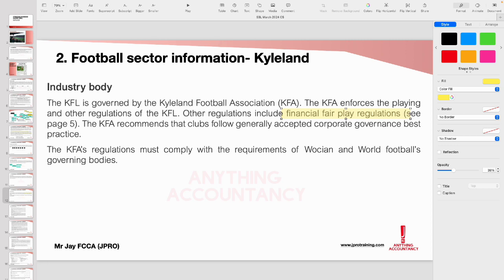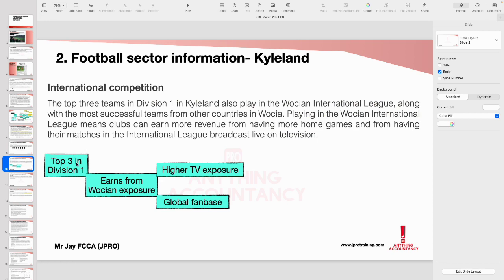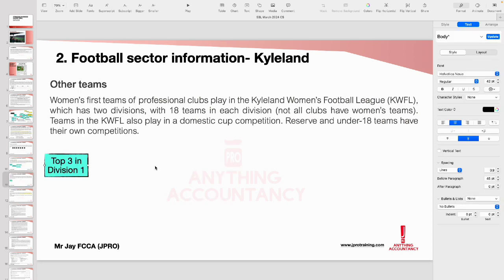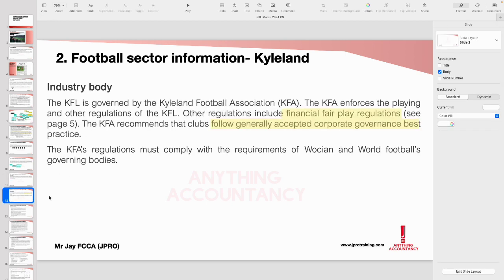Here's another point that you should be aware of. That clubs follow generally accepted corporate governance best practice. Which kind of means that your club should have the standard recommendations of corporate governance. What is the standard recommendation for corporate governance? Okay, make sure you are aware of that.